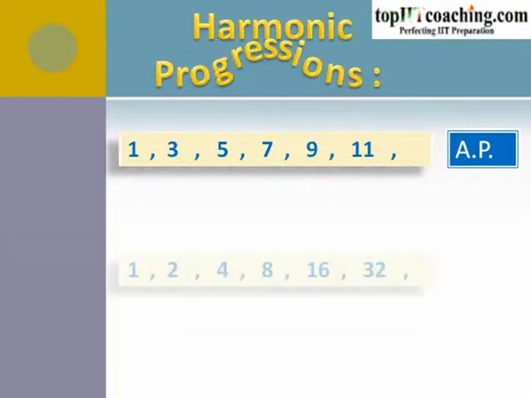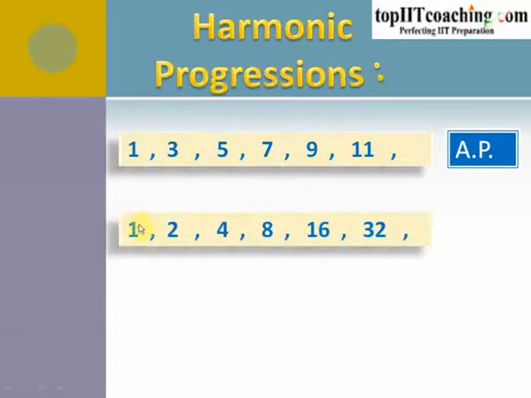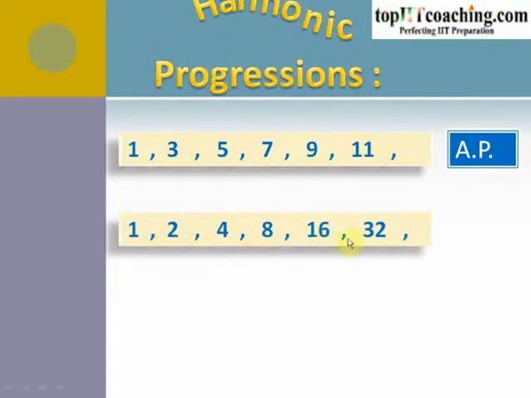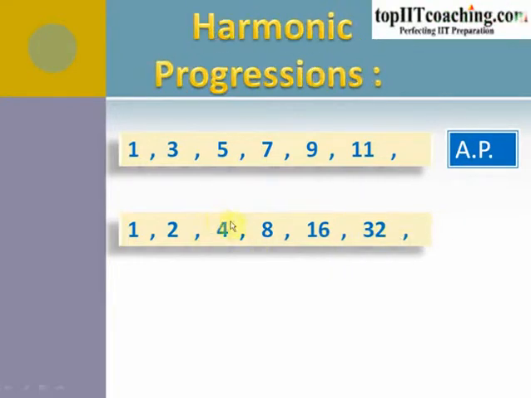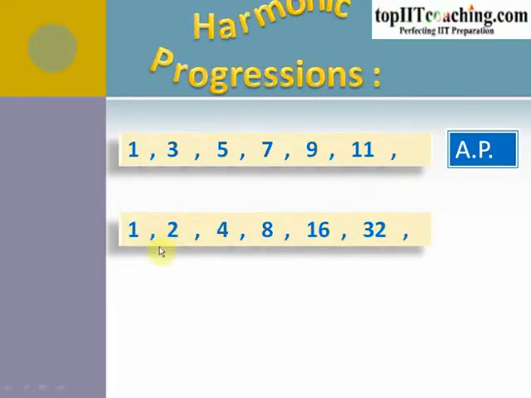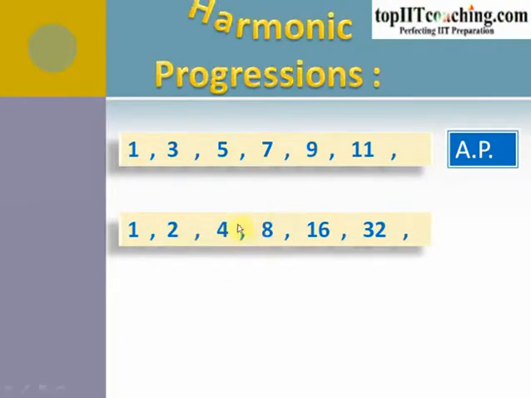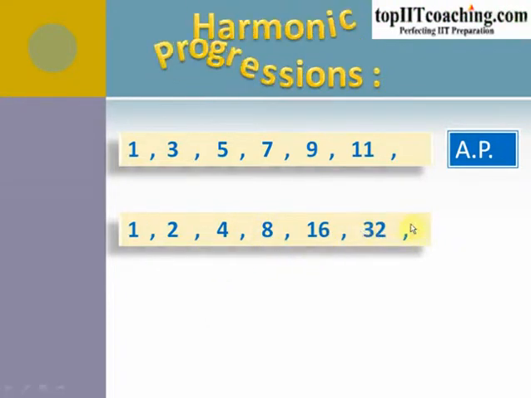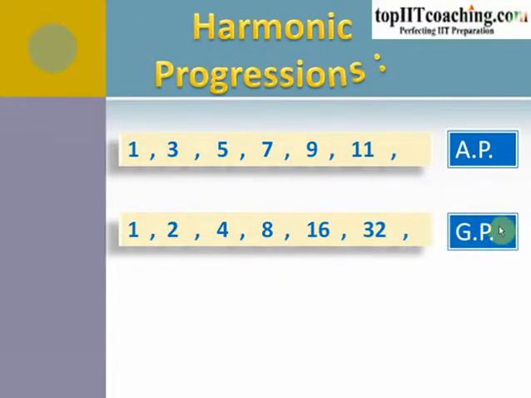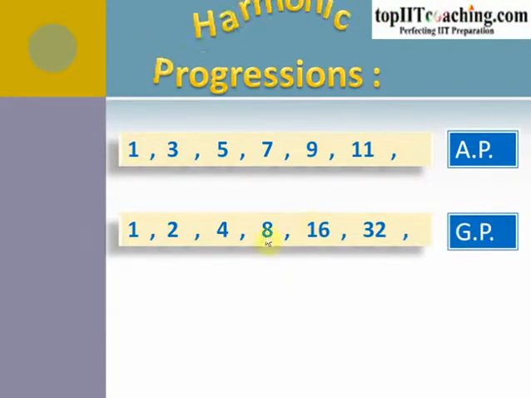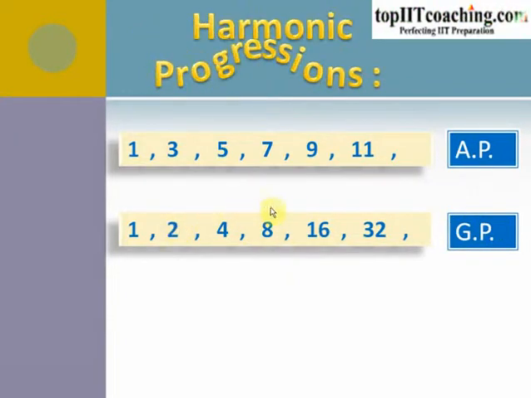Let's look at one more sequence. It is 1, 2, 4, 8, 16, 32 and so on. Here we see that 2 divided by 1 is equal to 2, 4 divided by 2 is equal to 2, 8 divided by 4 is equal to 2 and so on. Thus, this is an example of a GP, geometric progression. Here the common ratio is equal to 2.